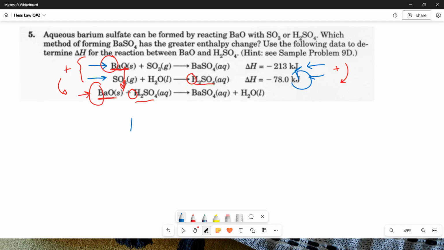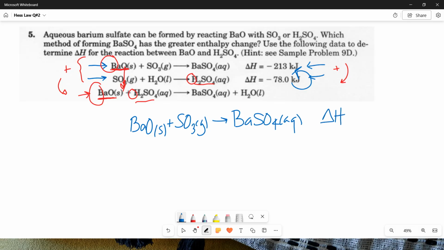So the first reaction I need exactly as it is: barium oxide solid plus sulfur trioxide gas produces barium sulfate, and that's aqueous. I'm going to leave my delta H the way it is because I didn't change the reaction. Now, the second reaction, we determined that we need to turn it around.